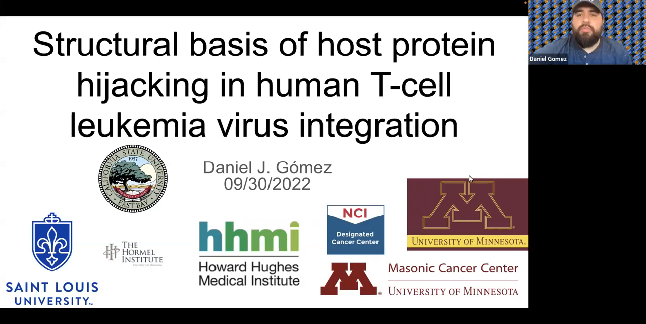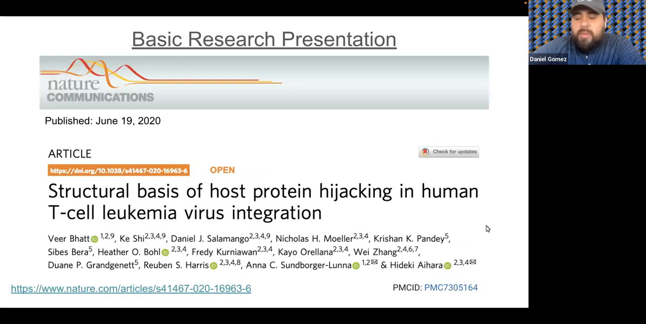So this is on the structural basis of host protein hijacking in human T-cell leukemia virus integration. This study was done at the University of Minnesota and St. Louis University, supported by the Howard Hughes Medical Institute, and they're designated as an NCI cancer center. This paper was published in Nature Communications on June 19th, 2020. And this is the paper that I'll be going over today.